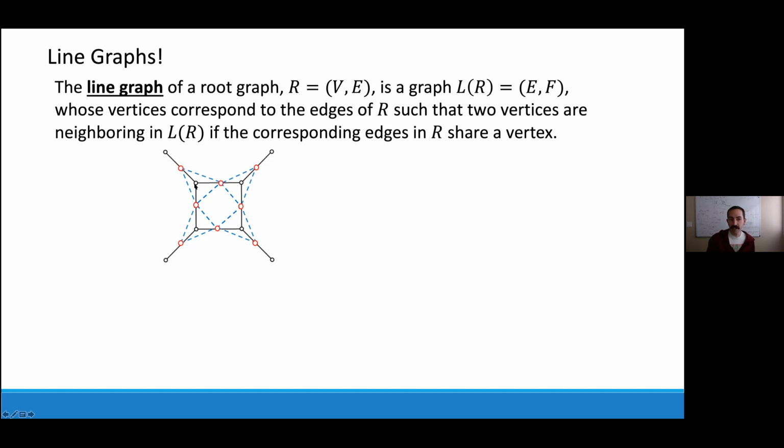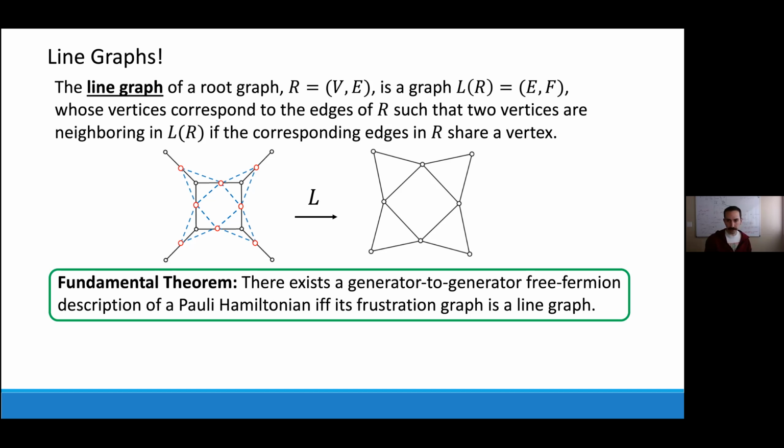All of the edges of the root graph are in black, and the line graph is red and blue. Every edge gets associated a vertex, and the new vertices in red are adjacent when they are incident on the same vertex. Hopefully that example is clear. Now this is the line graph of my original root graph on the left, which was in black. Hopefully that makes it a little bit clearer. The fundamental theorem is that there exists a generator to generator. This is our first theorem.